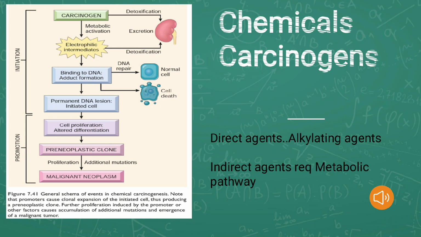Examples of direct agents are alkylating agents, and they are also used for chemotherapy. Indirect agents are benzopyrene, azo dyes, aflatoxin, and tumor promoters.